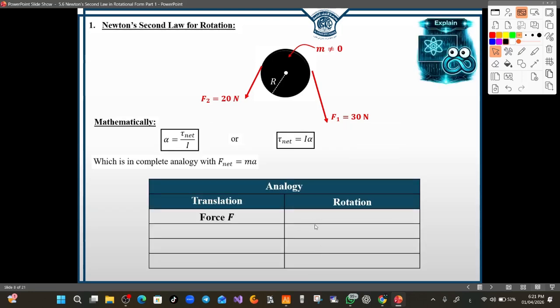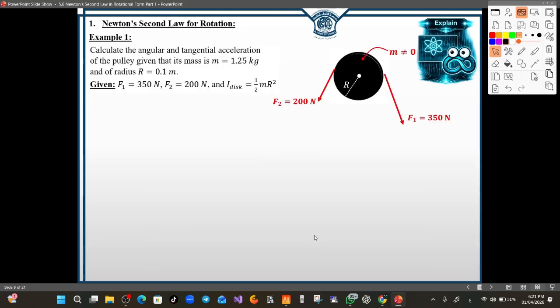In rotation, we have promoted the force into torque. The mass has been promoted into rotational inertia. The acceleration has been promoted to angular acceleration alpha, and F net equals m a is promoted now to tau net equals I alpha. Now let's solve example 1.